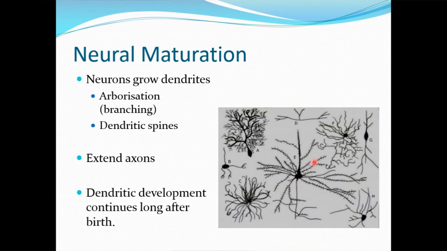Now, when we think about neural maturation, what do we mean? The neurons mature, but what does it mean? It means, firstly, the neurons grow dendrites, not just the arborization, where they're making new branches, but also the spines on the dendrites. Their axons become extended, and dendritic development continues long after birth.